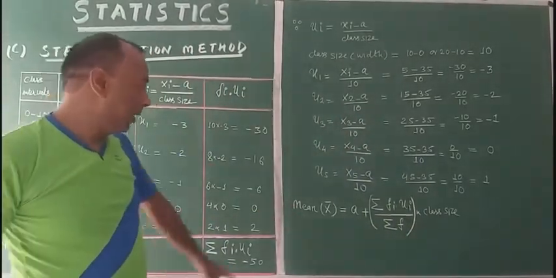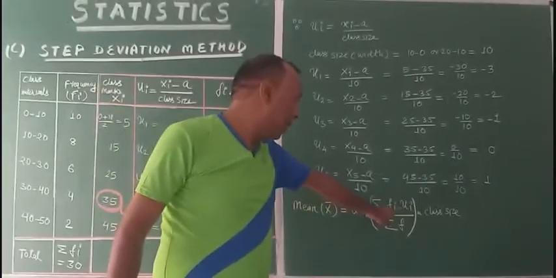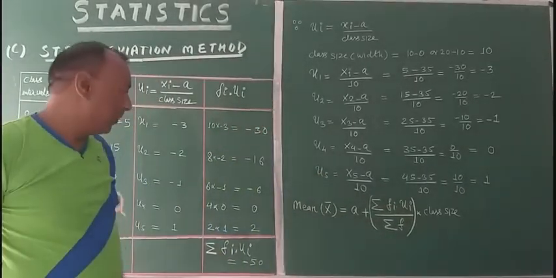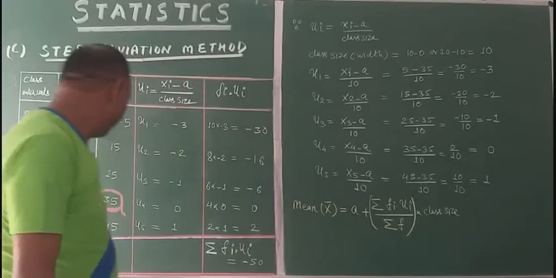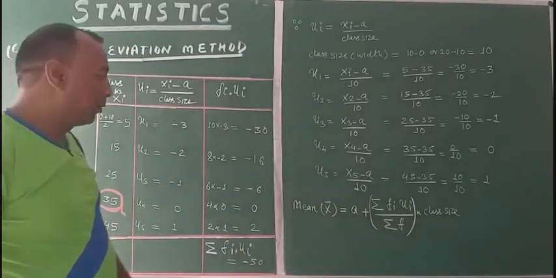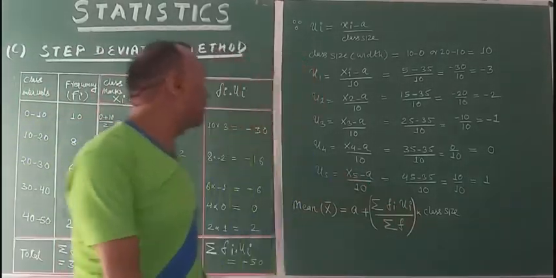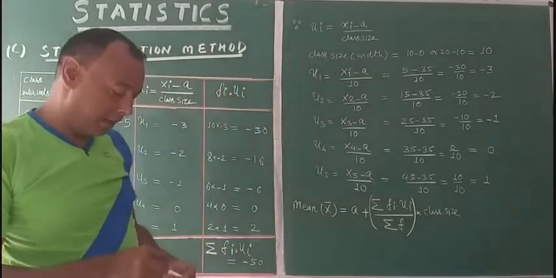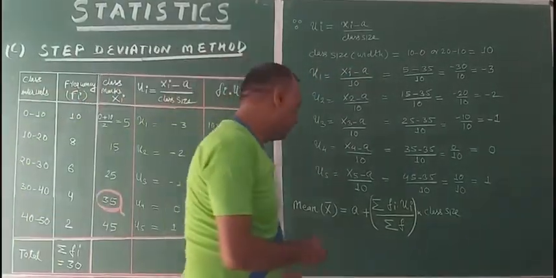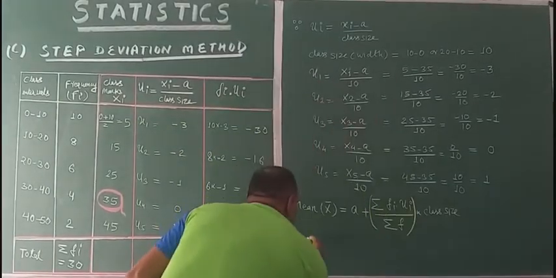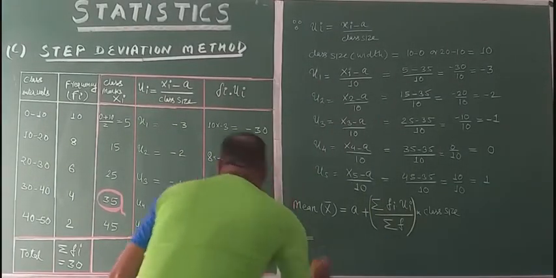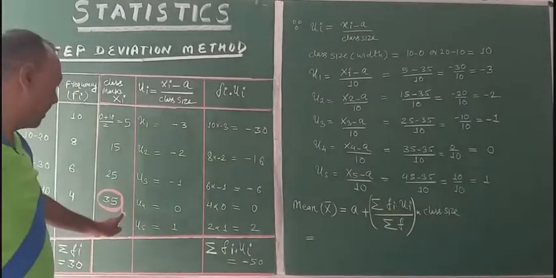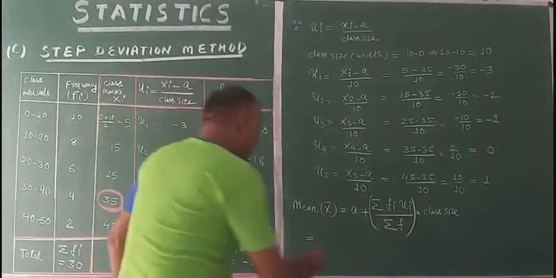That is, mean is equal to A plus sigma FiUi, which is here, divided by sigma f, and into class size. So what is our class size? This one, 10. Class size is 10. Now put all the values. A, what was our A? What have I taken? 35.